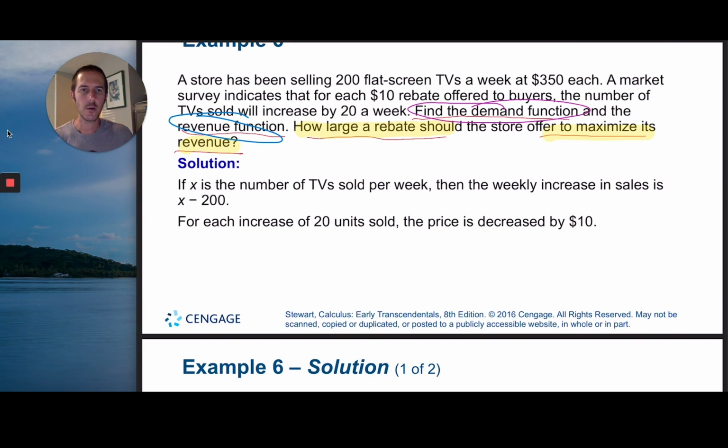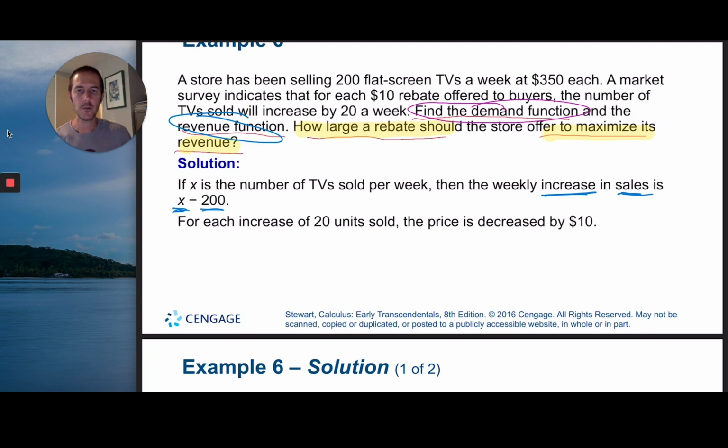The solution says, in order to find the demand function, if X is the number of TVs sold per week, the weekly increase in sales is... So, in other words, if I offered a rebate, the number of TVs that I sell is going to go up. So let's say I offer a $10 rebate on my TVs. How many TVs am I going to sell the next week? Well, supposedly 220. Well, what was the increase then in flat screen TV sales? Normally I sell 200. Now I'm selling 220. The increase in sales would be 20 TVs. That's my new number of sales, 220, minus my original number of sales. So that's what that expression means, X minus 200.